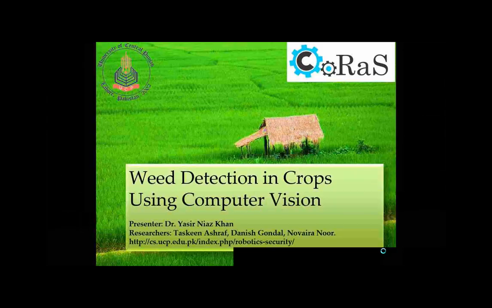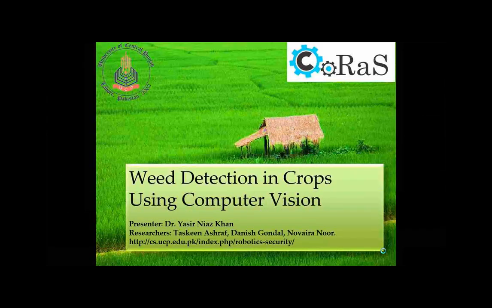My name is Yasin Niaz Khan. I'm an assistant professor at University of Central Punjab. Here I'm also the director of the Center of Robotics and Security, codenamed CORAS. We have been working on agricultural robotics for about 3 years now. The first problem that we started working on was weed detection in crops using computer vision.